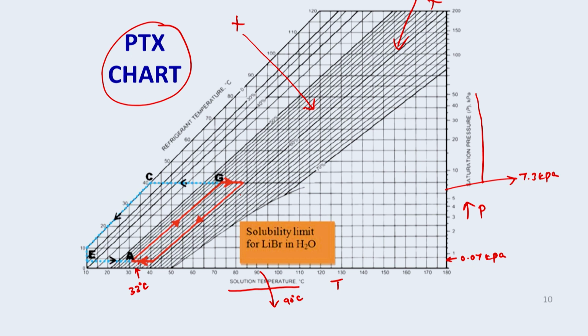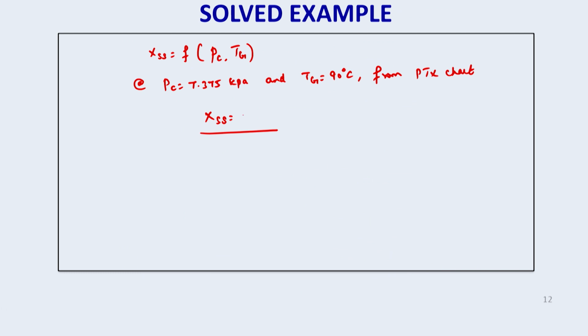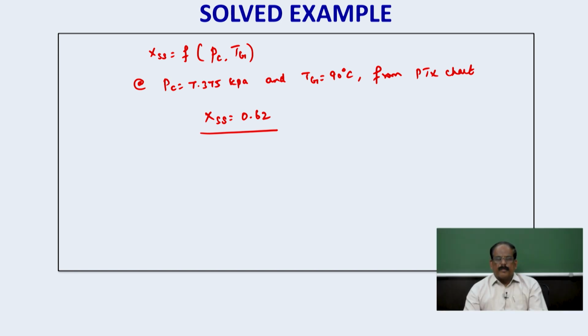So it will come somewhere here. Please download the chart, take a printout, and use a scale and pencil to find the intersection point exactly, and this will give the strong solution concentration. The strong solution concentration comes to around 62% or 0.62. That means it is strong in absorbent, weak in refrigerant: 62% absorbent lithium bromide, and the remaining 38% is refrigerant.